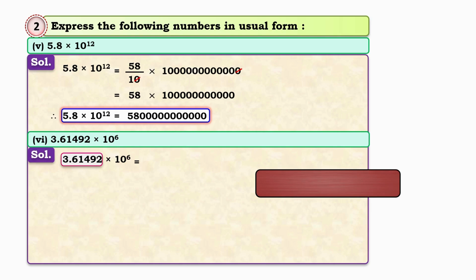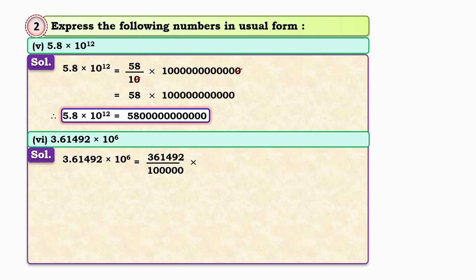Now here comes another problem, 3.61492. So this is going to be 361492 by 1 lakh, and multiply it by 10 to the power 6. Now cut the zeros. So this is going to be the final answer.